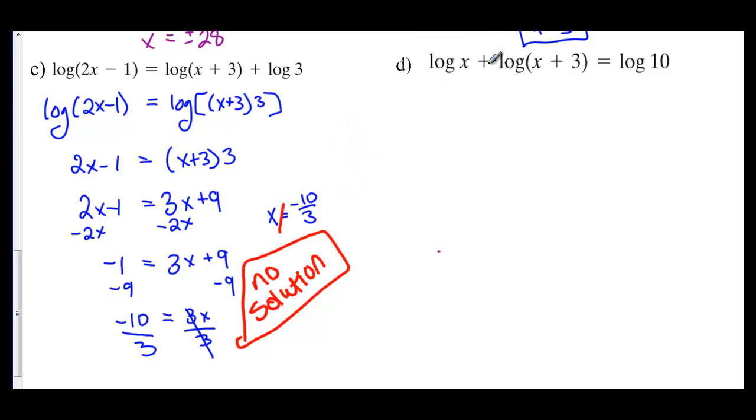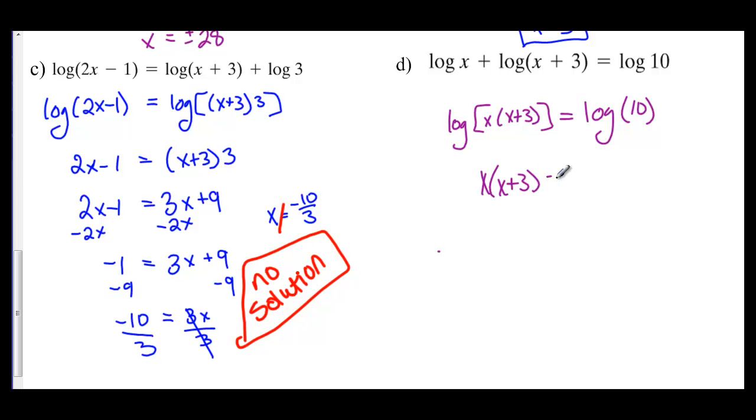All right, let's look at D. Again, same idea, that we need to go through and use our product rule to get our log statements together, have one log statement. So we're going to have log of x times x plus 3 equals log of 10. And once we have the same base on both sides, we can drop those logs and have x times x plus 3 equals 10. So we have x squared plus 3x equals 10.